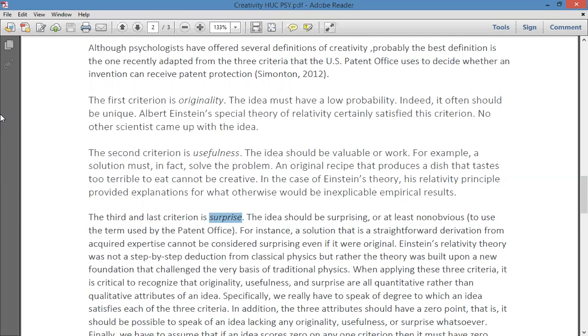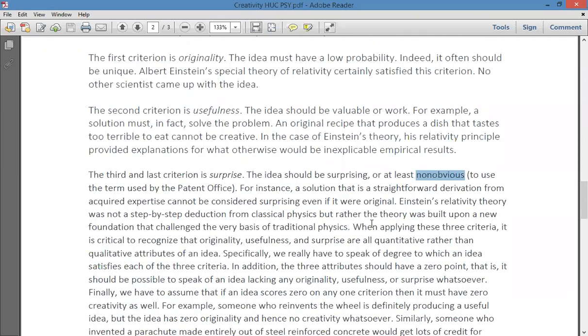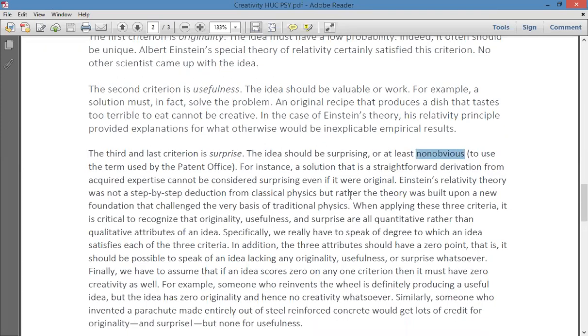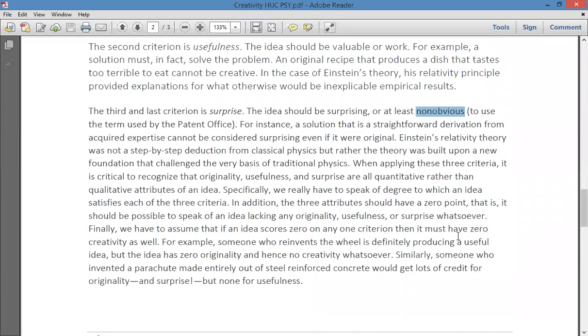But according to this criteria, it should be a surprise. Surprise is almost like non-obvious, right? The opposite of obvious. That means you won't expect that to happen. For instance, a solution that is a straightforward derivation from acquired expertise cannot be considered surprising, even if it were original. This is just an explanation about what is a surprise.